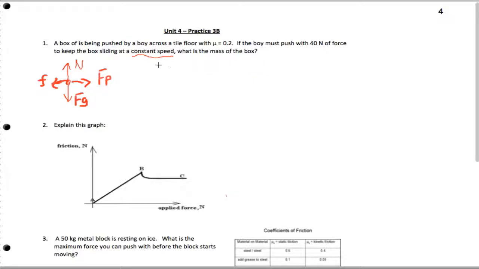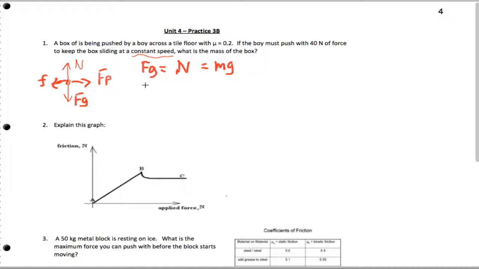And let's go ahead and set up our equation. So we realize that the system is balanced, which means in this particular case, the force of gravity happens to equal the normal force. And that means in this particular case, the normal force happens to equal mg.